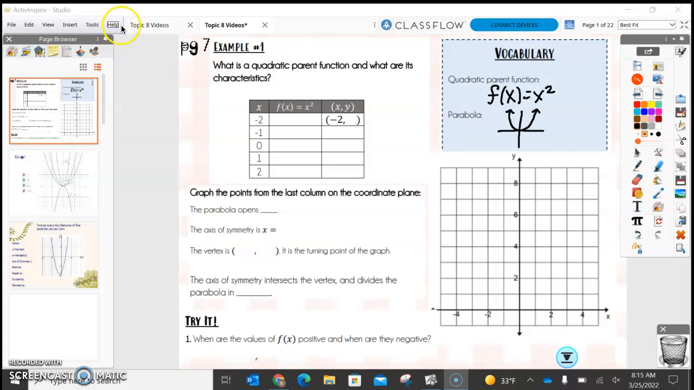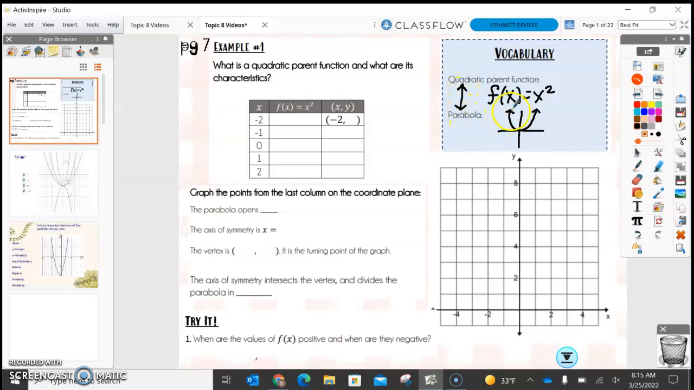In topic 8, we're going to be talking about a quadratic function. This is different than linear, and the shape in general is much like a U. You can see an example over here in our vocabulary. A quadratic function is oftentimes graphed, and we call it a parabola. So you might see these two terms where a quadratic is the shape of a parabola.